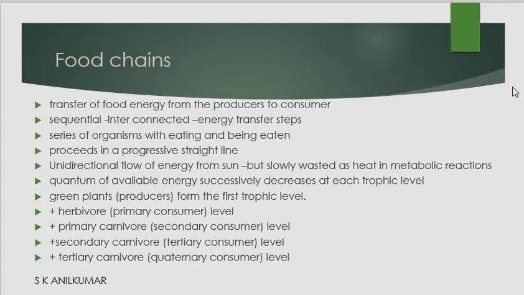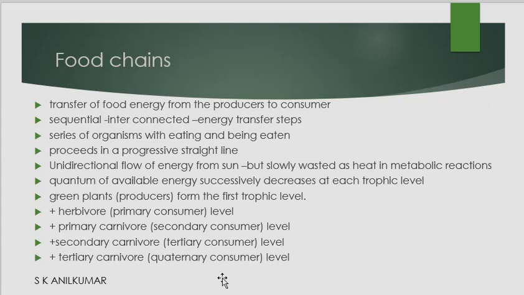Green plants form the first trophic level. Herbivore, primary consumer, second trophic level. Secondary consumer level is the primary carnivore. Secondary carnivore, tertiary consumer level. Tertiary carnivore, quaternary consumer level. That means there are 4 to 5 trophic levels: producer, primary consumer, secondary consumer, tertiary consumer. Sometimes there could be a quaternary consumer also.